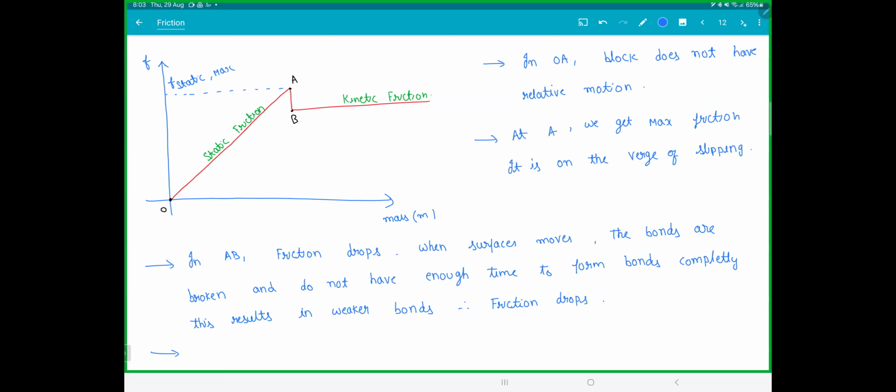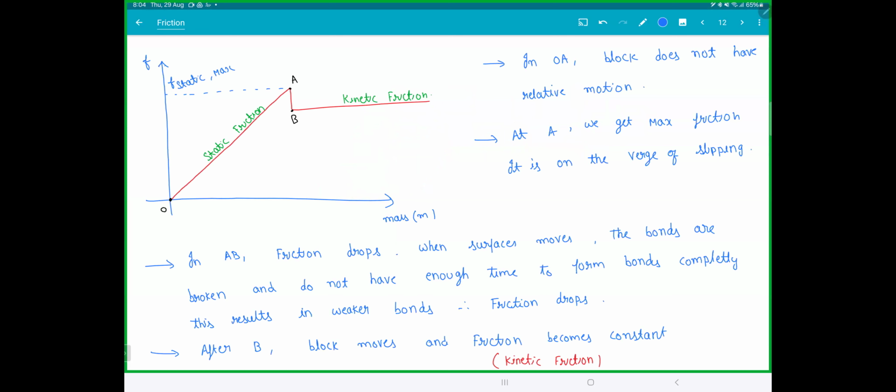And if you continue pushing after B, once the body starts moving, the friction becomes constant. Now, since this friction is coming while it is moving, it's called kinetic friction. Kinetic means motion. So this is the friction which is applied when there is motion. Static means no motion, when there's no slipping. Now these are all the observations we get from the experiment.